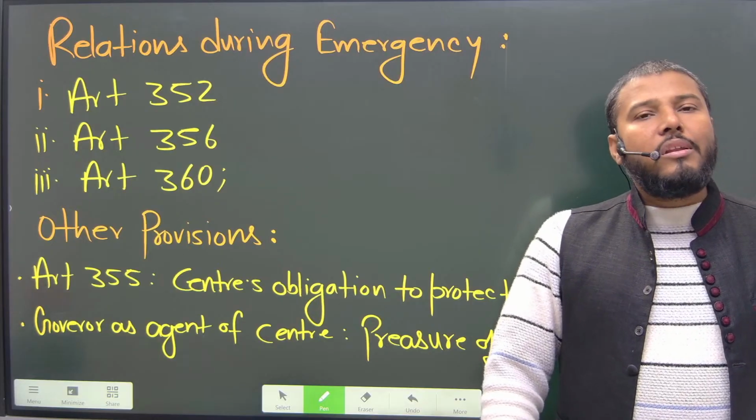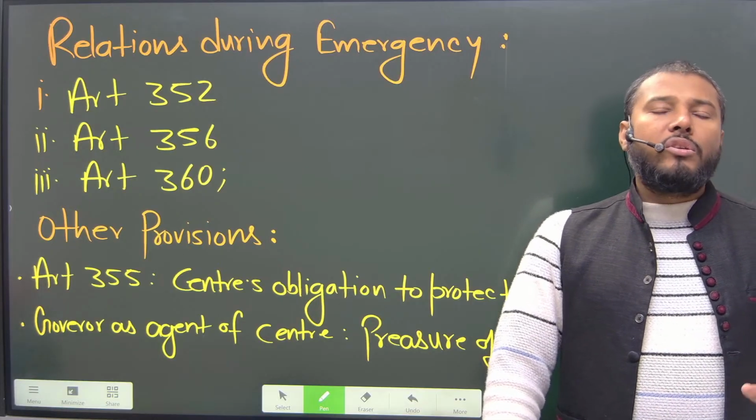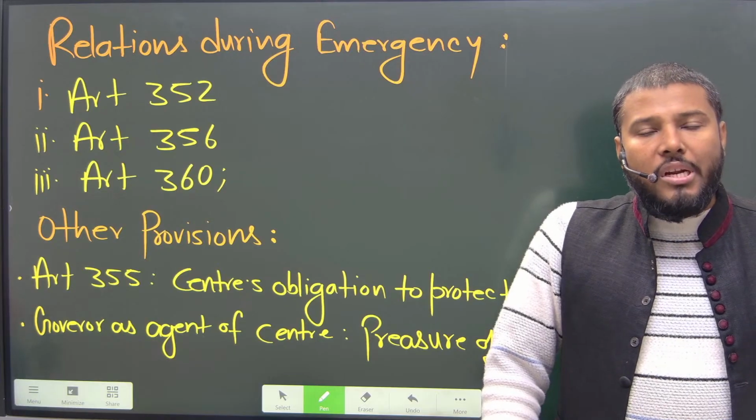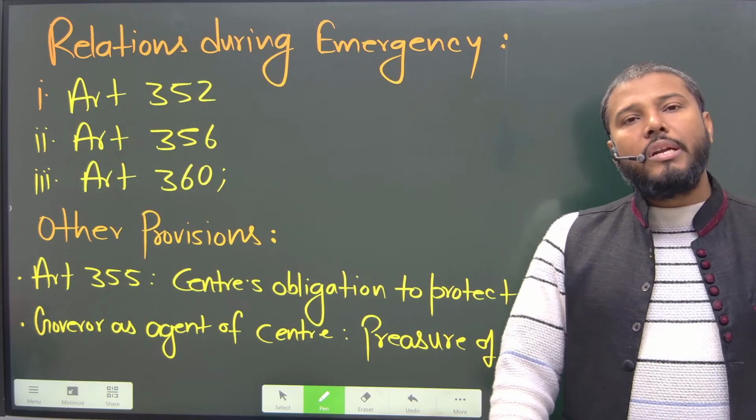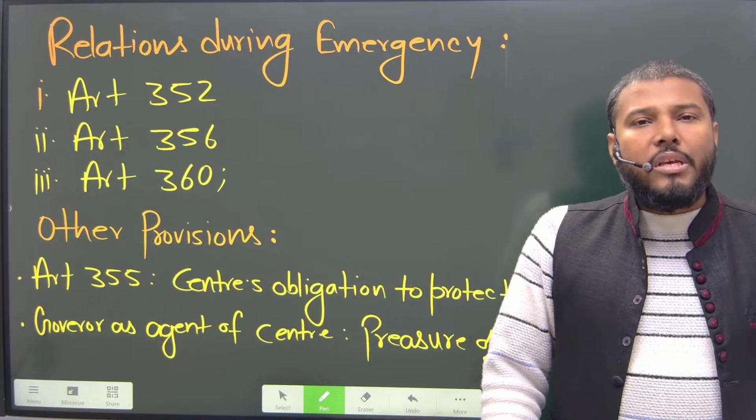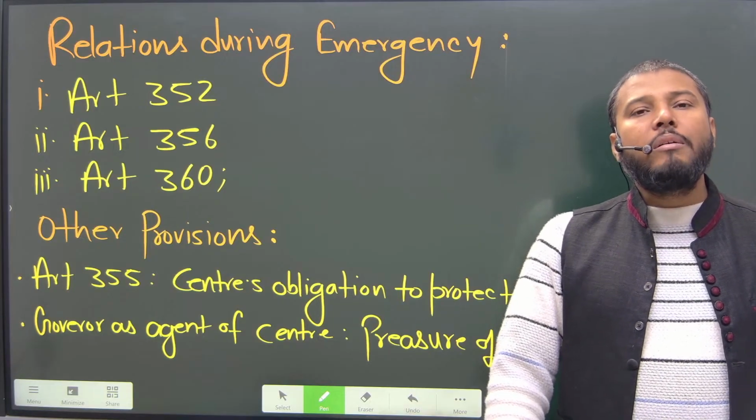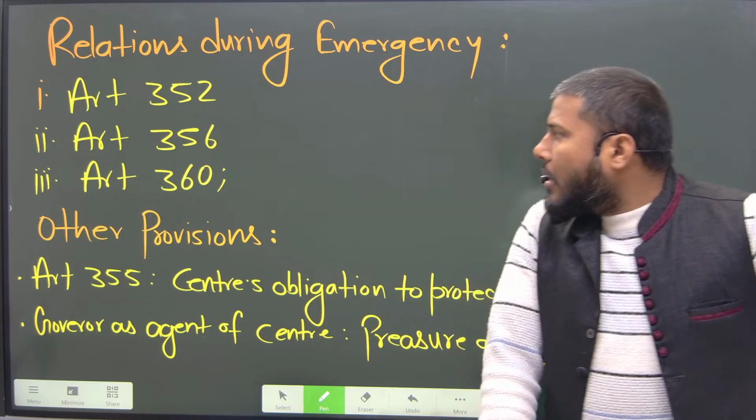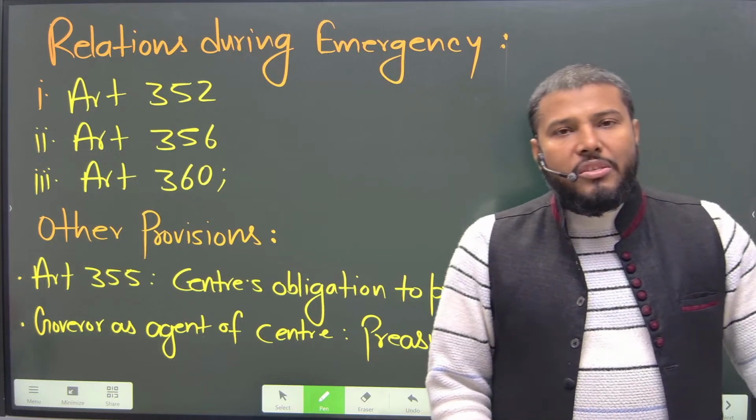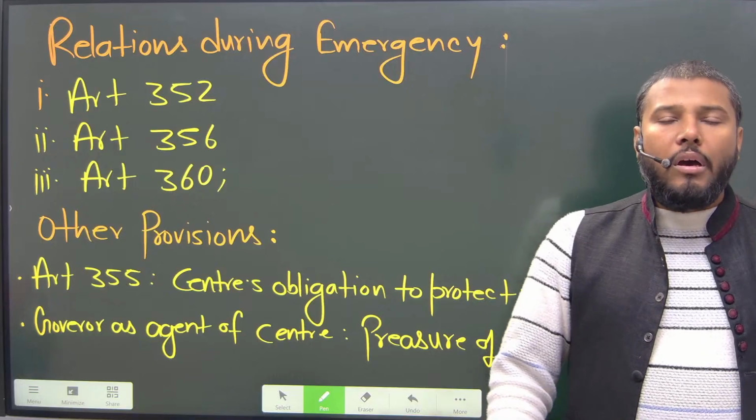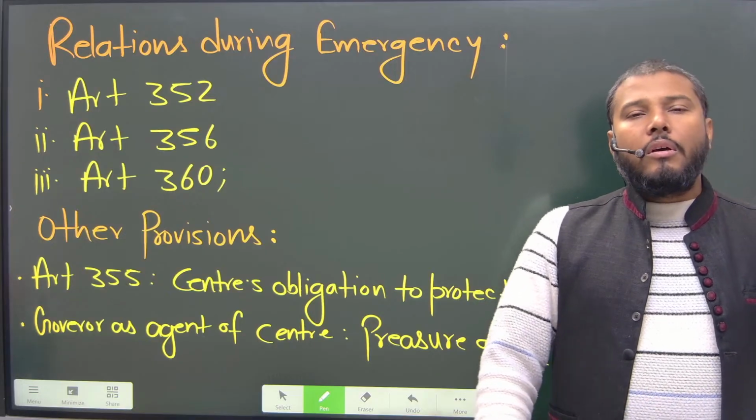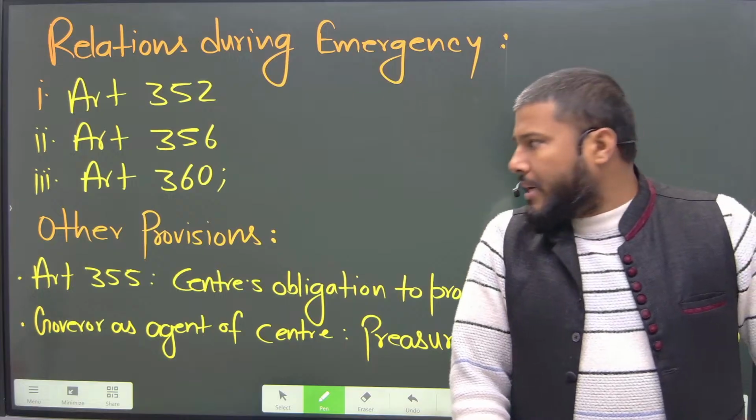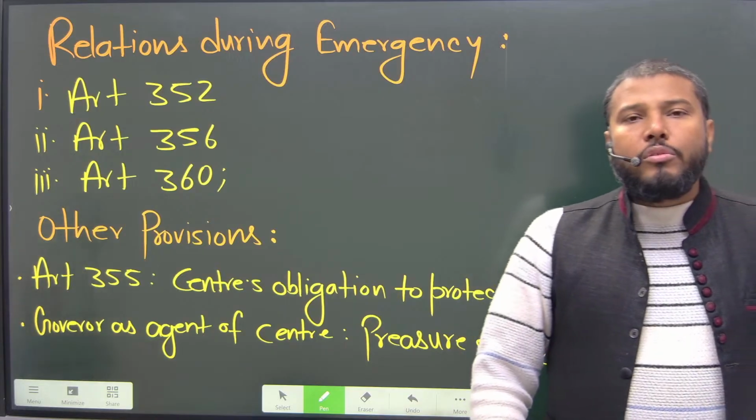And in this scenario, the parliament starts enjoying the legislative power on the state list in that particular state, and all the executive actions can be taken by the parliament or the central government. Article 360, financial emergency: again the sweeping power goes into the hands of the central government and the parliament. Other provisions are also there in our constitution.